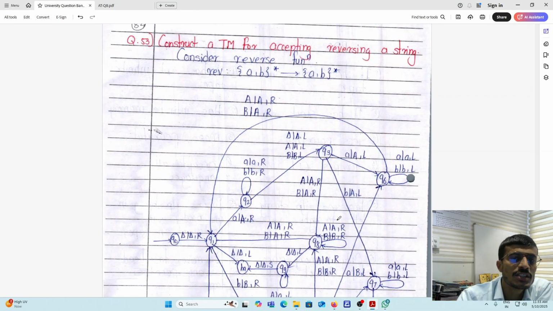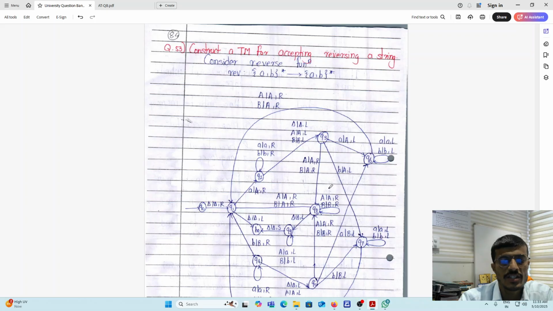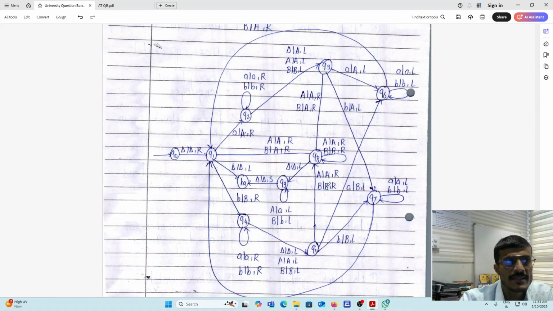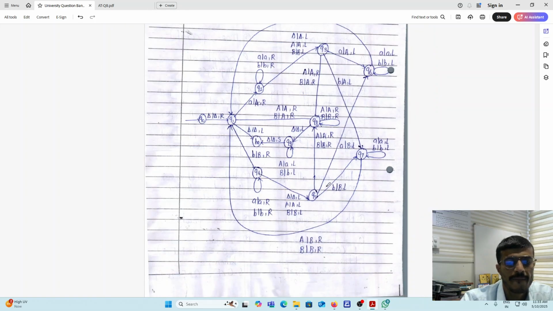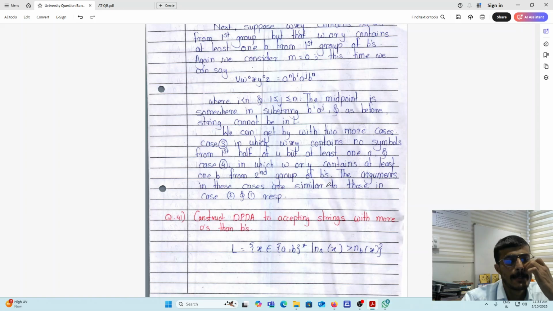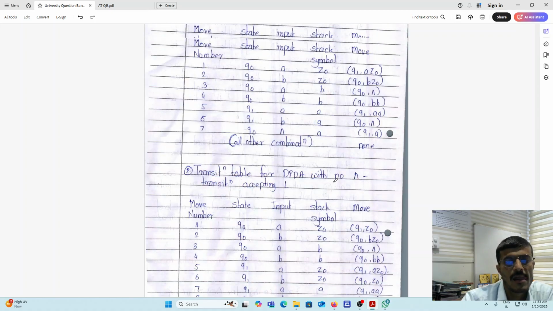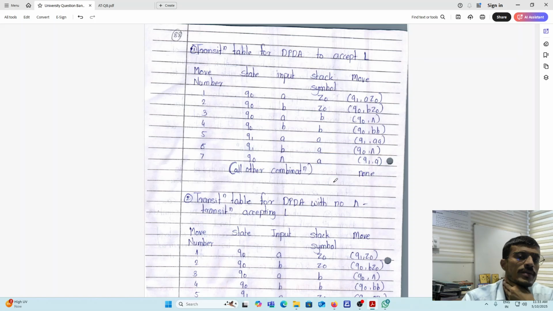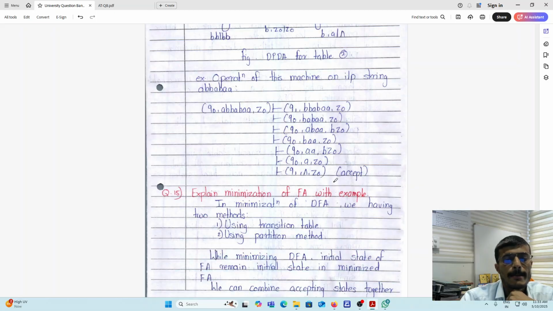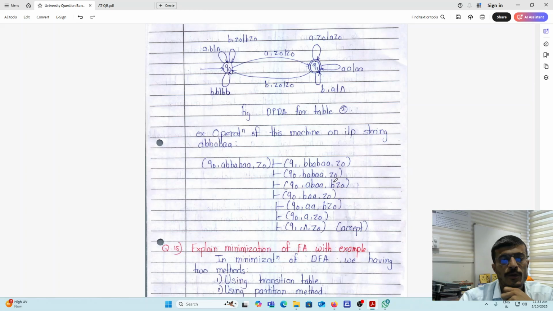Then the next question: construct a Turing machine for reversing a string. So that is the question for reversing a string. Learn this question by heart and write it in the examination. You can take a screenshot of this also later on. Then DPDA for strings with more A's than B's. You can draw this one.